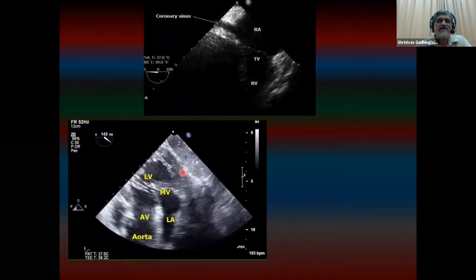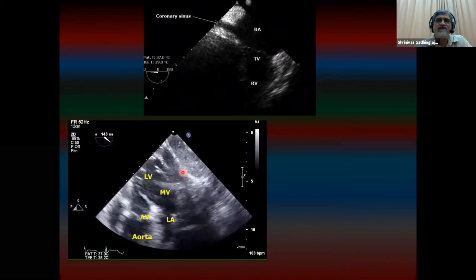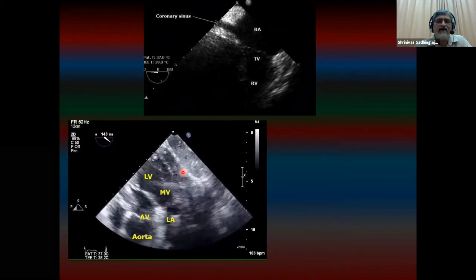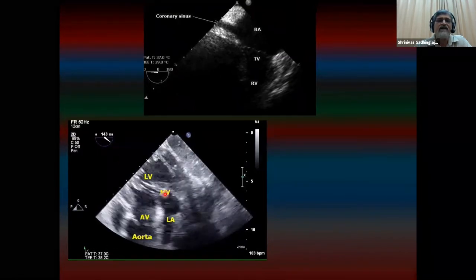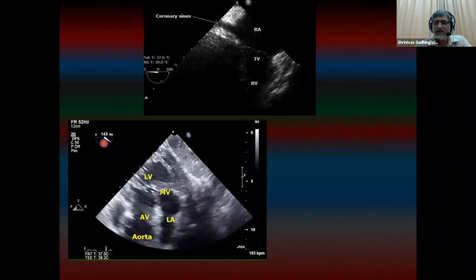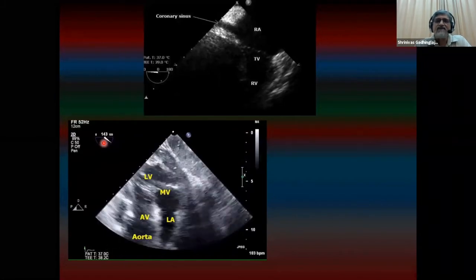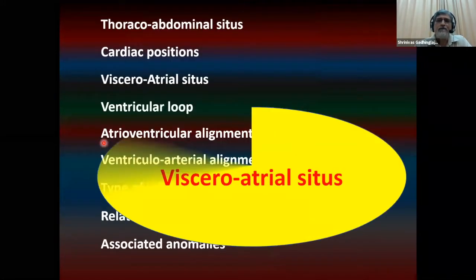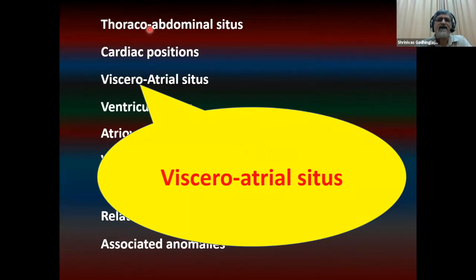If you go to transgastric views, the deep transgastric long axis view we usually get around 0 to 5 degrees. Here we are getting it at around 143 degrees. So there is an inversus condition where the images are reversed. So after knowing the situs and the cardiac position, we'll come to the viscero-atrial situs.